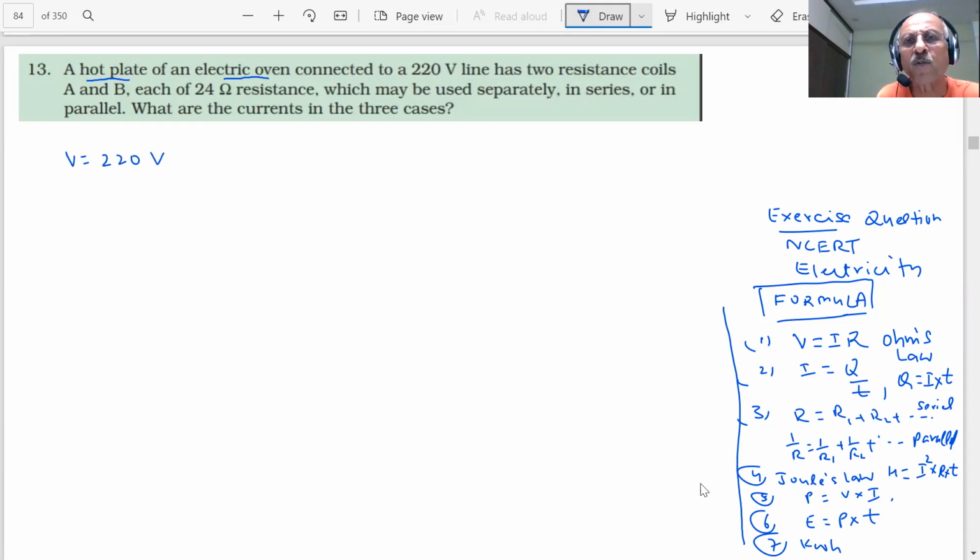The 220-volt line has two resistance coils A and B, RA and RB, students, each of 24 ohm resistance. The resistance of each is 24 ohm, and they may be used separately, in series or in parallel. What are the currents in the three cases? So you have 2 minutes to answer the question, students.